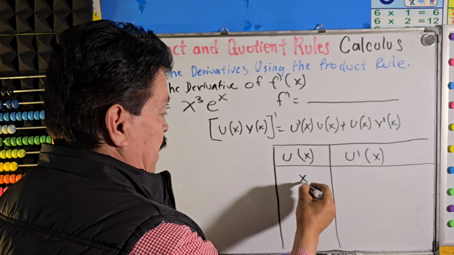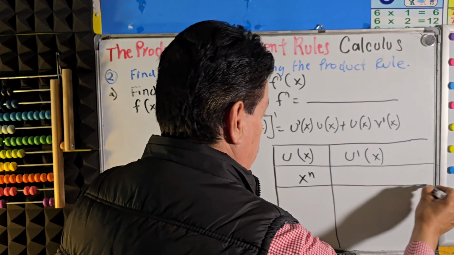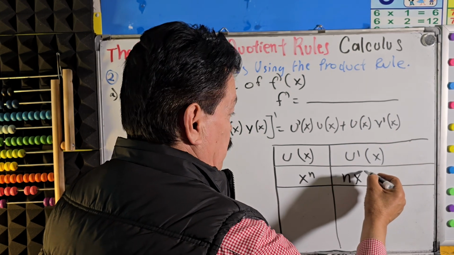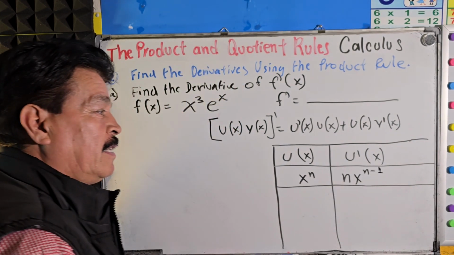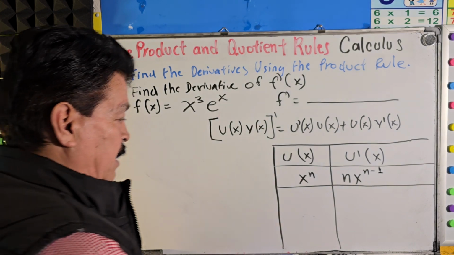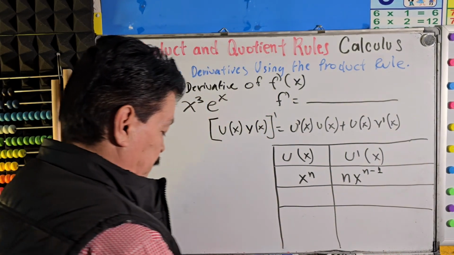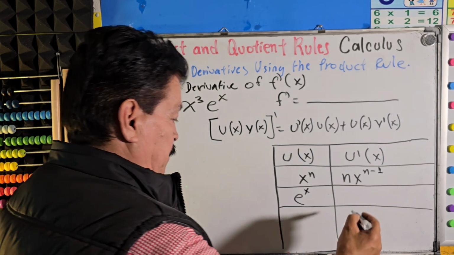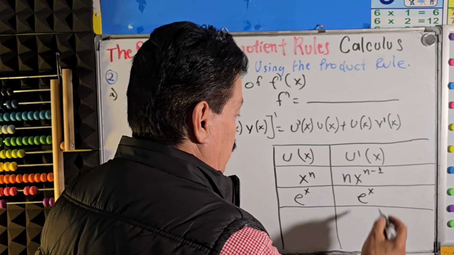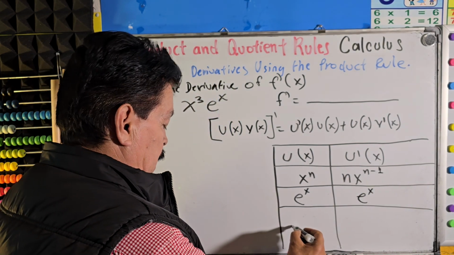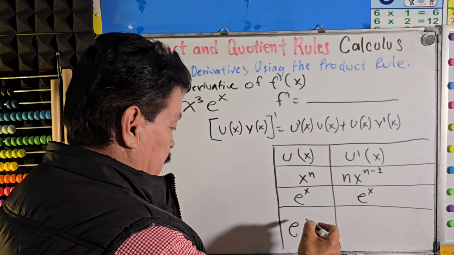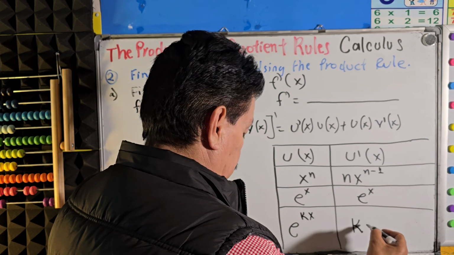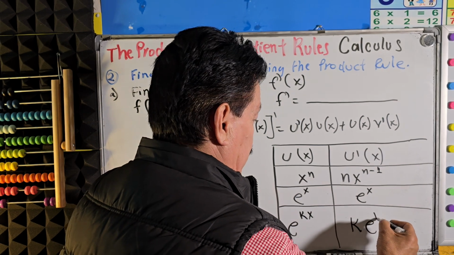Here, when we have x to the n, the other side will be equal to n x to the n minus 1, right? We have to understand this kind of rule. The second one, when u of x is e to the x power, the other side is e to the x power. And the last one, we have e to the kx, the other side will be k e to the kx.